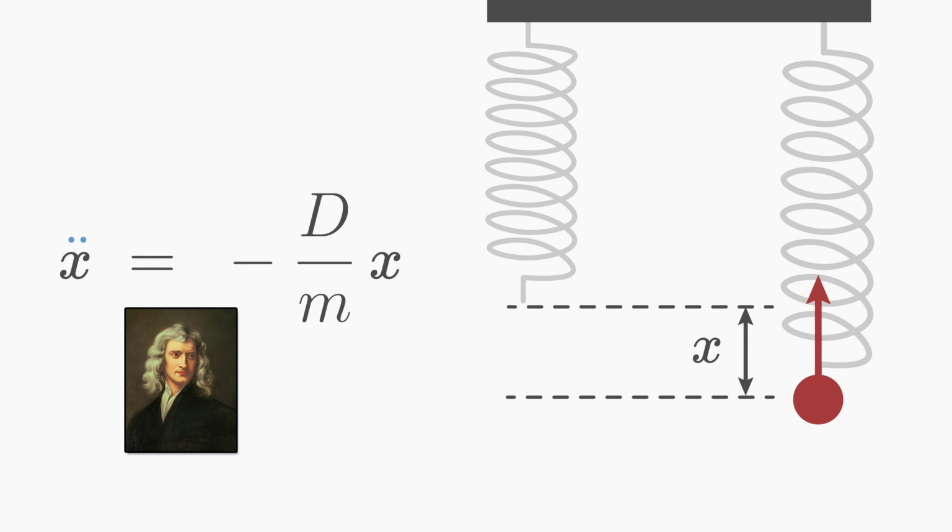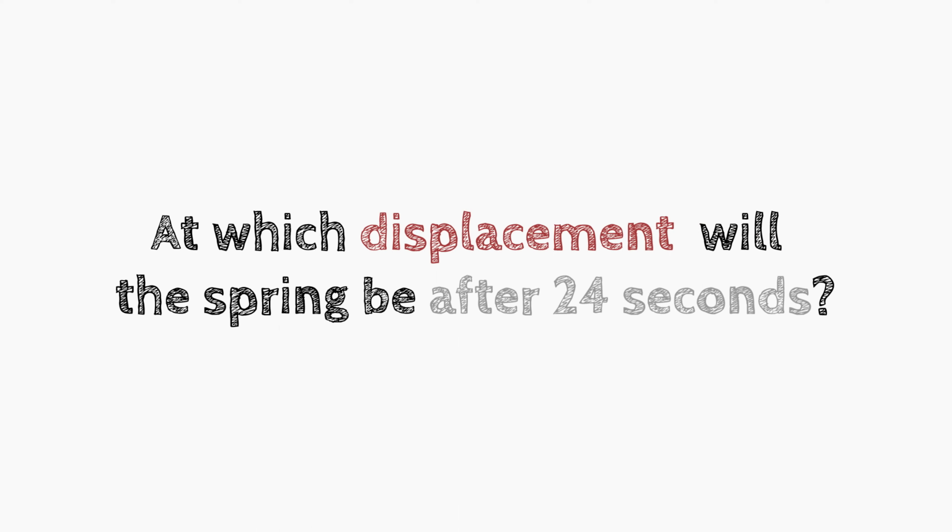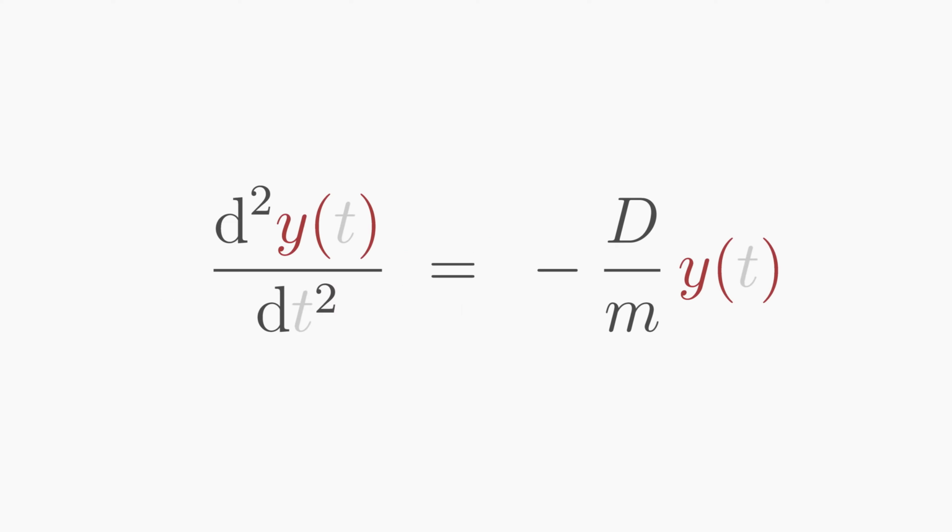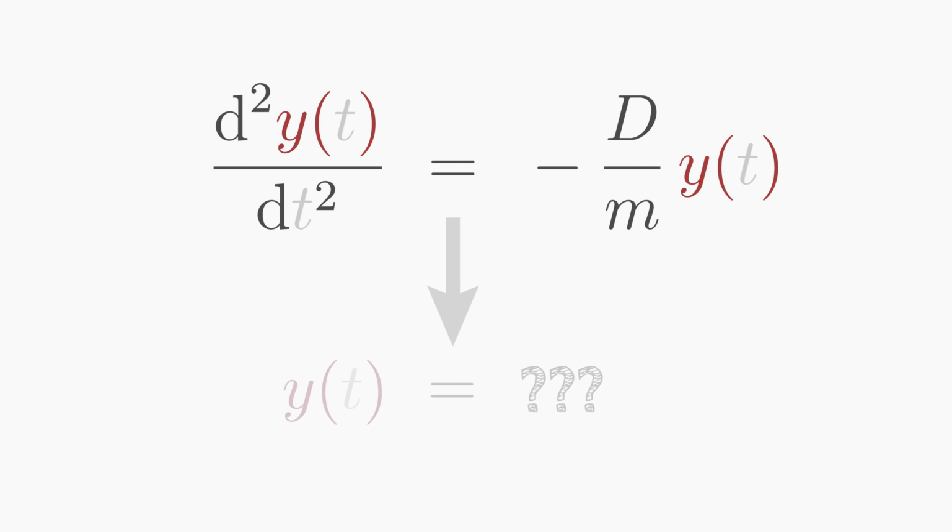To answer our previous question, at which displacement y will the spring be after 24 seconds, we must solve the differential equation. Solving a differential equation means that you have to find out how the function y you are looking for exactly depends on the variable t. For simple differential equations, like the one of the oscillating mass, there are solving methods you can use to find the function y. Keep in mind, however, that there is no general recipe for how you can solve an arbitrary differential equation. For some differential equations, there is not even an analytic solution.